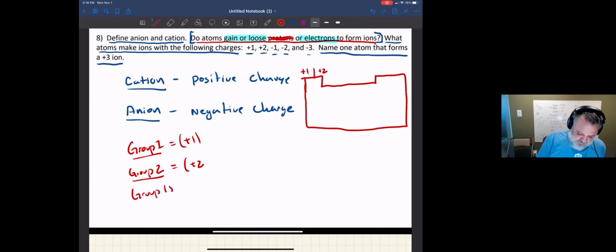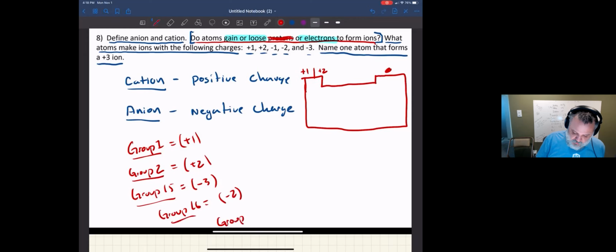Group 15, which is somewhere over here, is going to form -3. Group 16 forms -2, and group 17 forms -1. So if you think about it, well, before I get to that, let's do the next one.